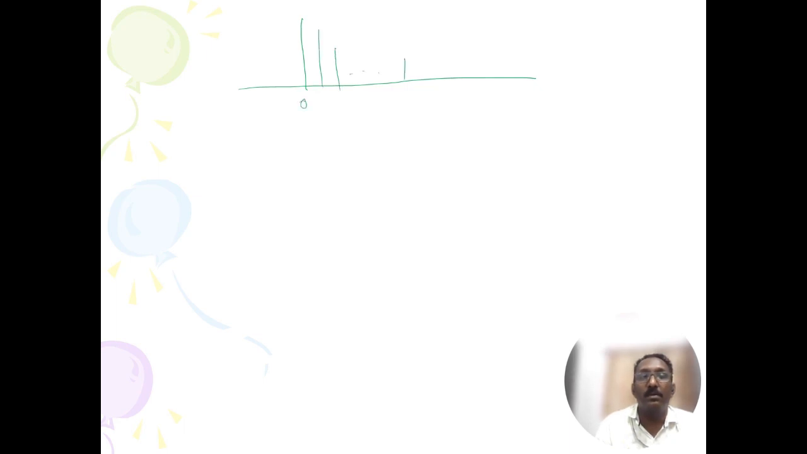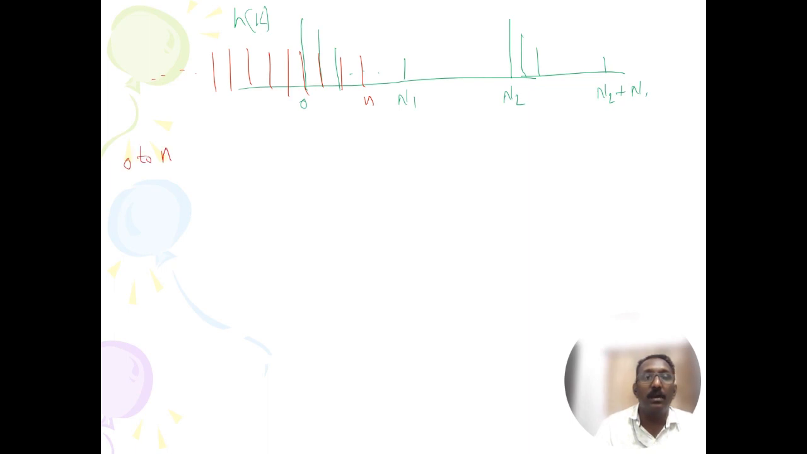This is 0, this is n1, and this is h of k. Now I am taking x of k, the periodic x of n, so this one. It will overlap here. This is n. The overlap portion is from 0 to n only.